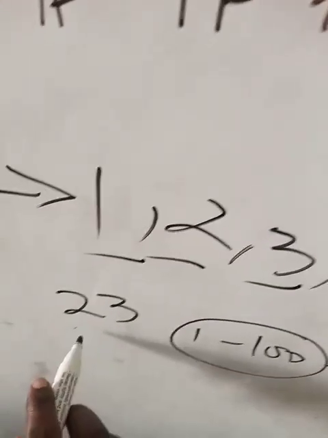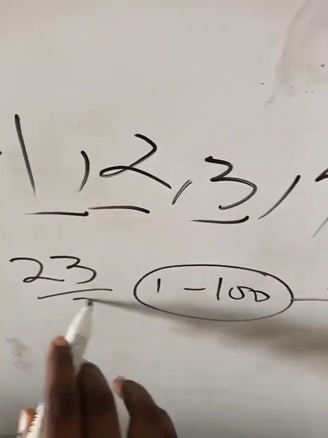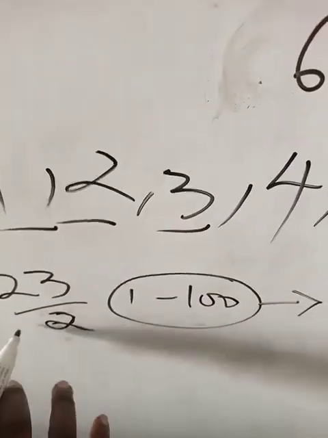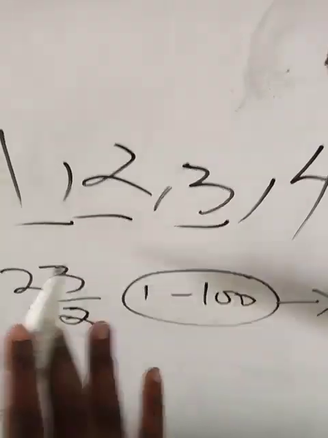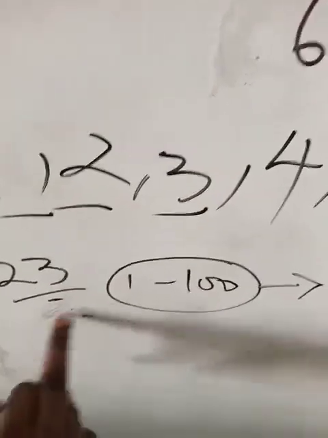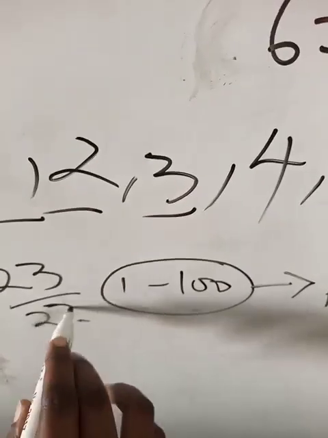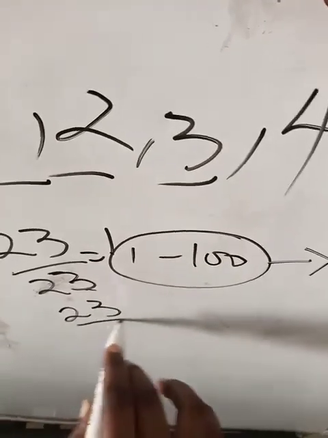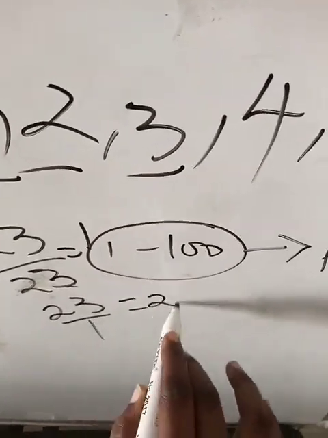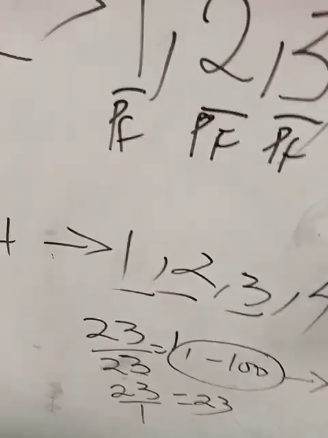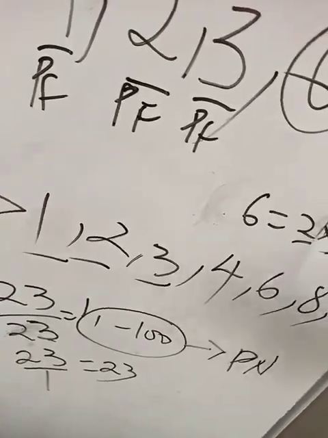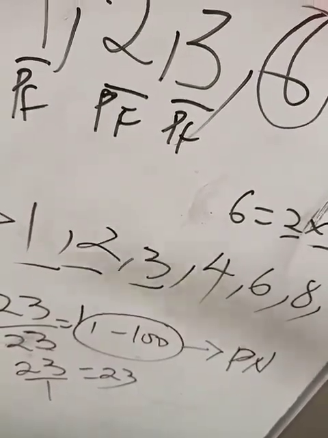For 23, if you do 23 divided by 2, it's going to give you a remainder, because 2 will only go into 22, not 23. But if you divide by 23, you get a whole number. If you do 23 divided by 1, you get 23. Any other number you use to divide 23 is going to leave you with a remainder. And that is not a factor, and that cannot be a prime factor.